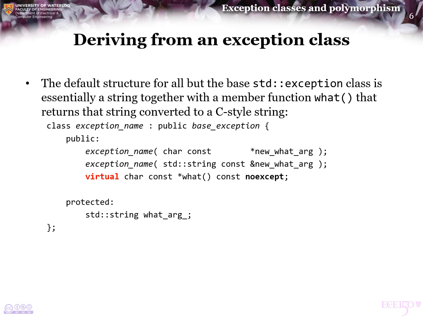Now, the default structure for almost all of these exceptions, oddly enough with the one exception being the standard exception class, is that they are all essentially a class that stores a string together with a member function what that returns that string converted to a C-style string. Now, the member function what is virtual, and it also has another modifier, noexcept. What this indicates is that this member function is guaranteed to not throw an exception.